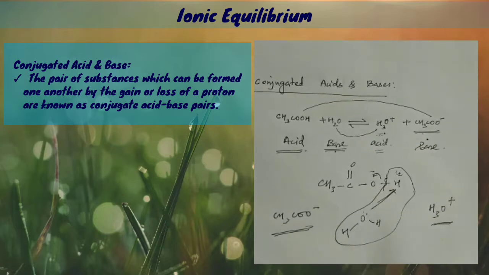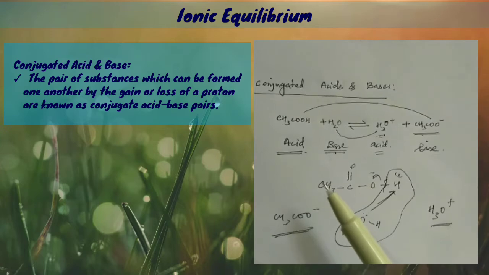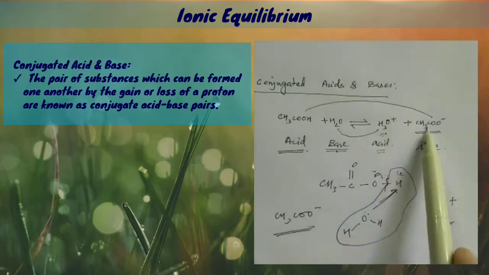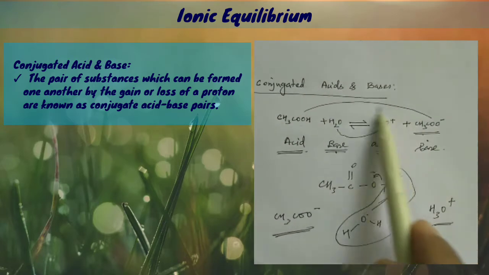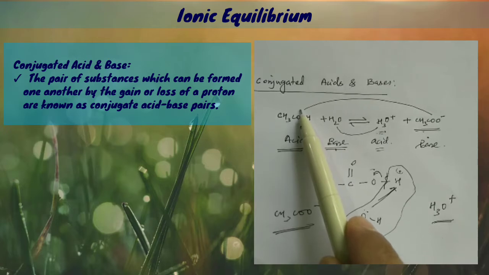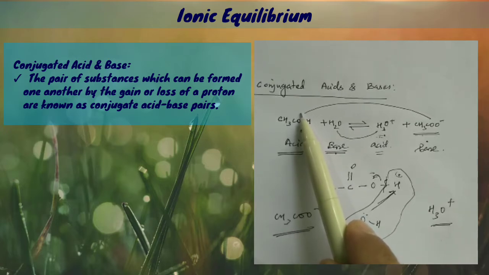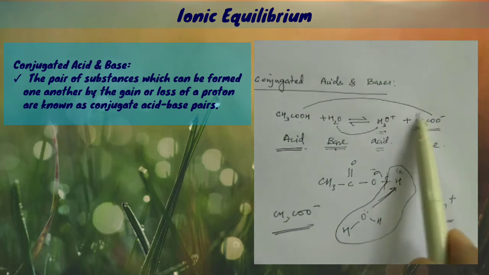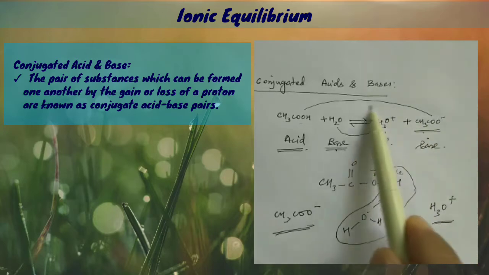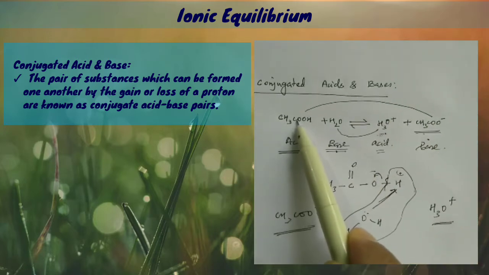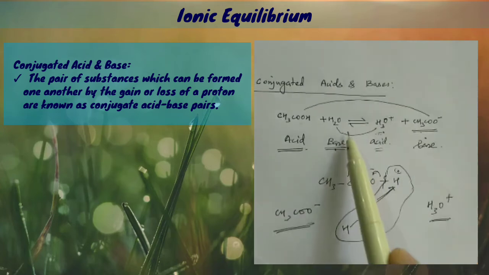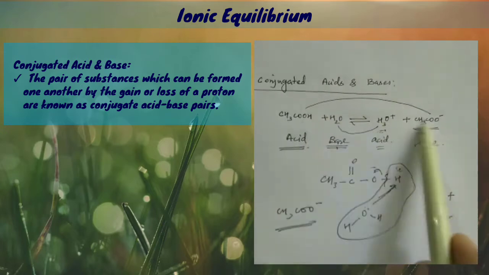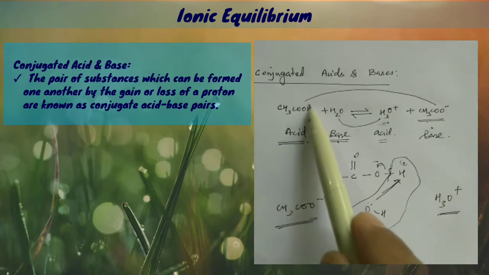Simple, because according to the definition, a pair of substances, that means this pair of substances, let's suppose this is one pair, can be formed from one another by gain or loss of a proton. If this base gains a proton, then it will form this acid. So by gaining or losing an H positive ion they are known as conjugate acid and base. So they are related by just this H positive ion.